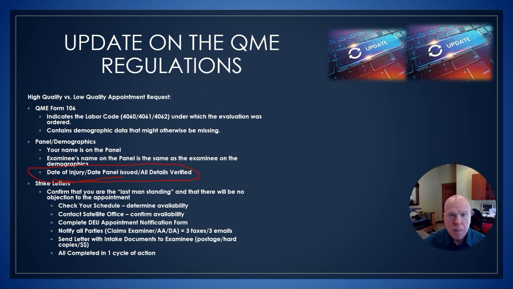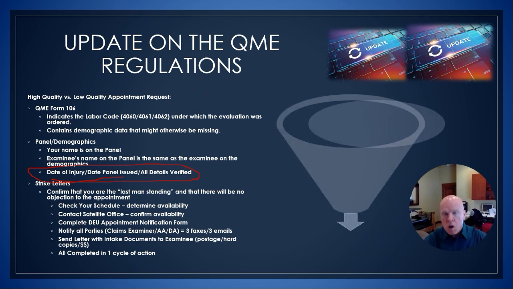The purpose of getting copies of the strike letters is to confirm, indeed, that you are the last evaluator standing, and the parties have both exercised their right. They both have gone through the process. They both struck a name from the panel. You are the last evaluator standing, and all of the sequences of events have been complied with, and none of the parties, especially the payer, have any objection to it. So no parties have any objection or dispute to moving forward with the evaluation with you as the evaluator.